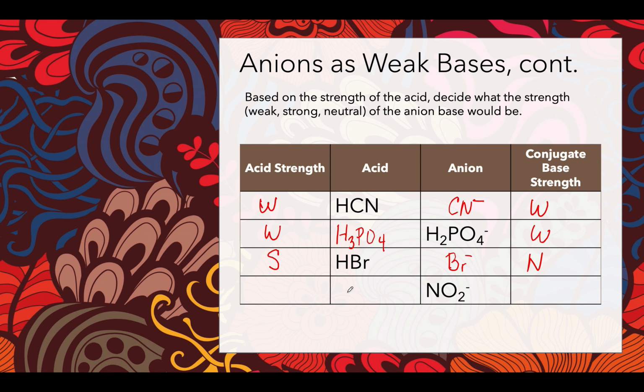All right, and last but not least, now we're given an anion and we have to see what acid that anion came from. So we're going to add that hydrogen, that proton there. Because this is not part of our 6 strong acids, we're going to say this is weak. And therefore, as a conjugate base strength, it is also a weak base.